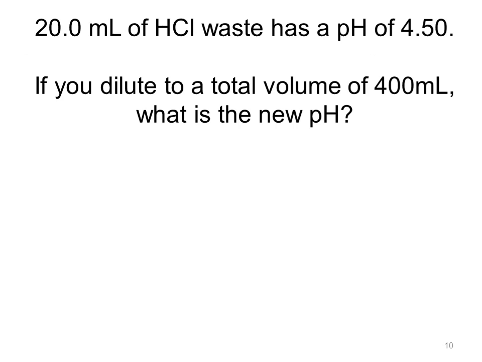So you can try this one really quickly. 20 milliliters of HCl waste has a pH of 4.5. If you dilute to a total volume of 400 milliliters, what's the new pH?